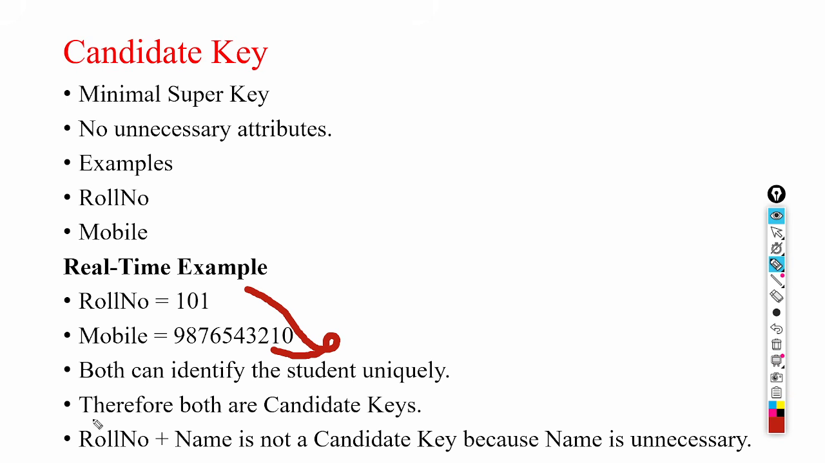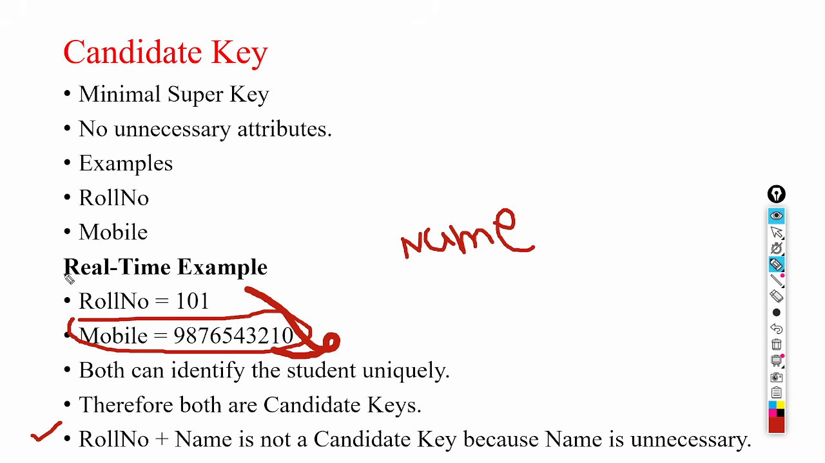Roll number plus name is not a candidate key, because the roll number uniquely identifies but the name does not, since two persons can have the same name. But mobile number is different for each and every person, and roll number is different for each and every student. So roll number plus name is not a candidate key. It is a super key, because extra information is there. Name is unnecessary here. Are you getting my point?